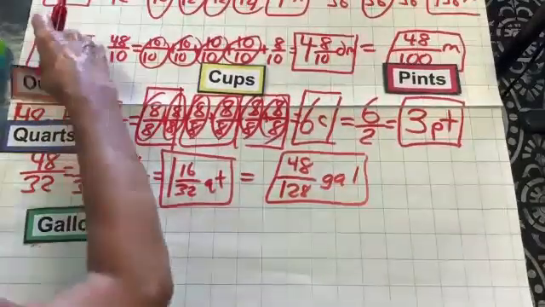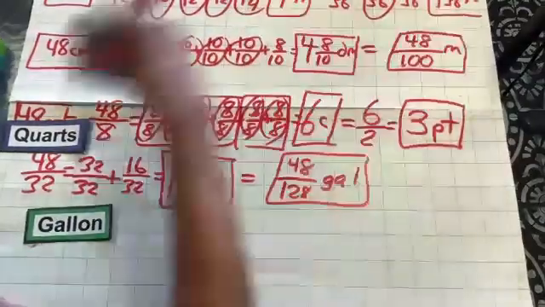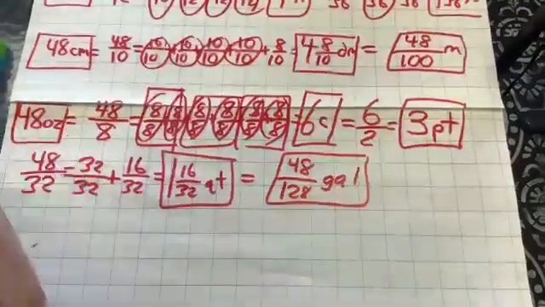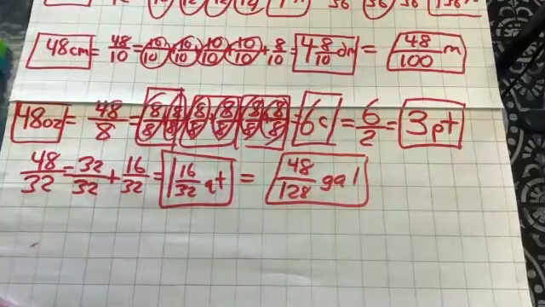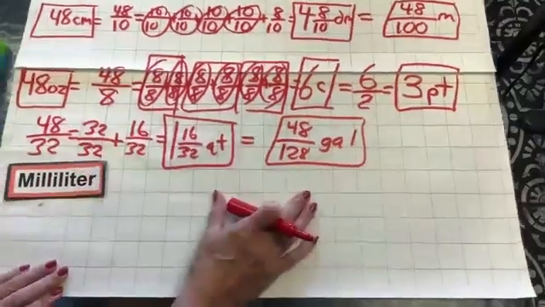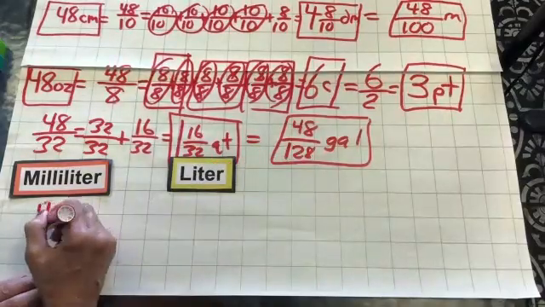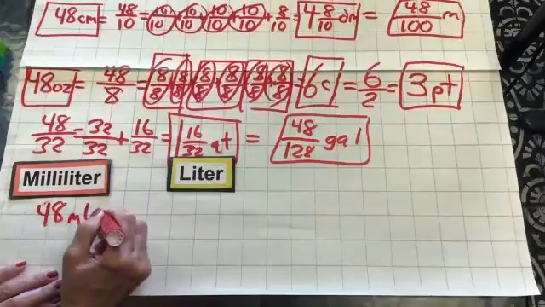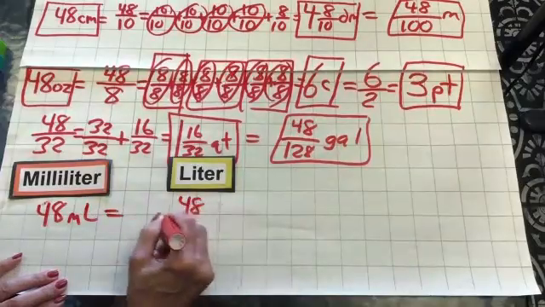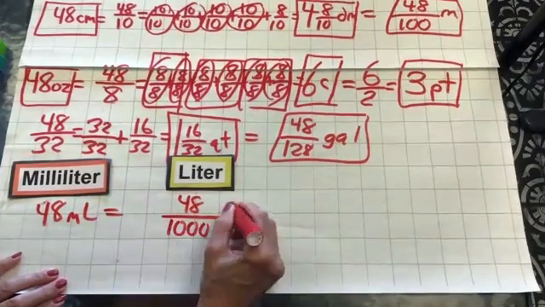Let's go to our metric form of liquid measurement. It's crazy, doesn't it? All right, let's do that. So we have milliliters and we have liters. So this is 48 milliliters, which equal 48 thousandths of a liter.